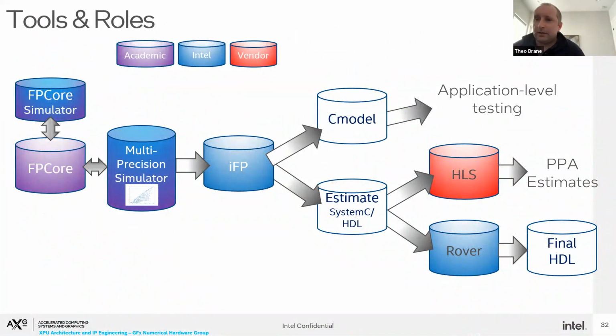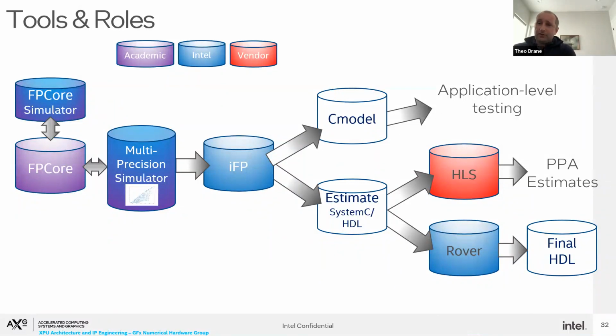Okay, so I presented this interesting tool chain. Where do all these tools come from? What's missing? What are we building and what exists? So FP core is an academic reference specification language. The simulator for FP core and the multi-precision at the moment is a mix. It has academic open source elements, but it also has Intel elements. The IFP thing is purely in-house. The HLS is off the shelf, and the Rover thing is currently in-house.